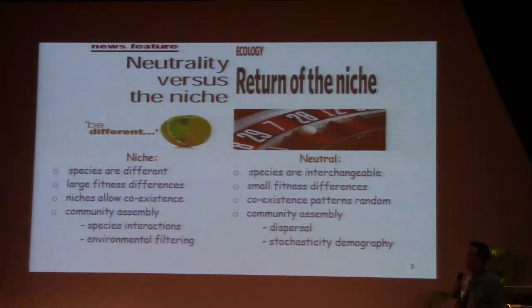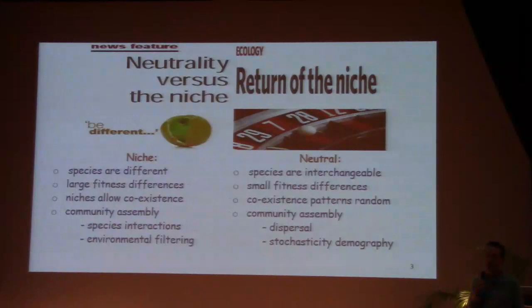There's two different ways to coexist. You can be different enough, that's the niche-based view, or you can be similar enough, that's the neutral view. So in the niche-based view, species are different, fitness differences are large. For fitness, if we talk about microbes like phytoplankton, it's somewhat easier to think about simply in terms of growth rate. So high fitness, fast growth. Niches allow coexistence of different species. So niches act as stabilizing factors that allow species to coexist if they are different enough. Community assembly in the niche-based view is driven by species interactions and interactions with the abiotic environment.